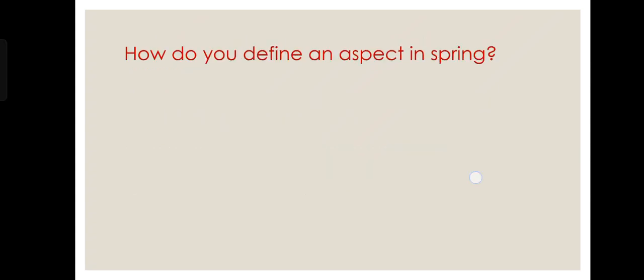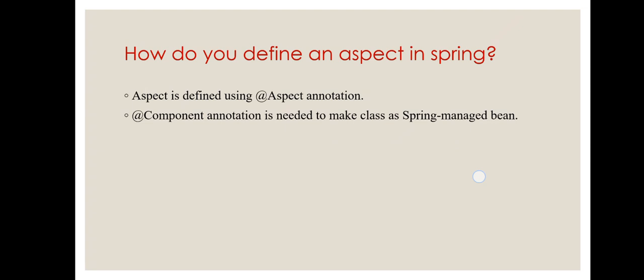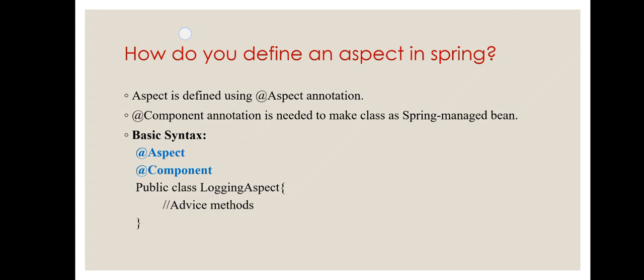How do you define an aspect in Spring? So we know aspect means we have to create a separate class and annotate this class with the @Aspect annotation. Also we need to add the @Component annotation because we have to make the class a Spring managed bean. So the @Component annotation should be added. Basic syntax is to create one separate class called LoggingAspect or something, whatever concern you have, and annotate that class with @Aspect and @Component.